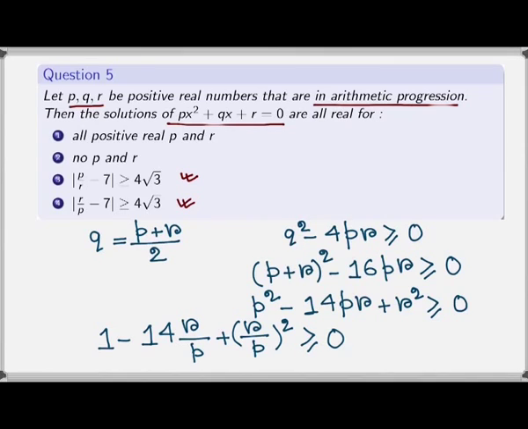Now in the process, as we have seen, we are getting possible choices for the ratios p by r and r by p in certain intervals. So the option 1 and option 2 are not correct. So this solves the question 5.